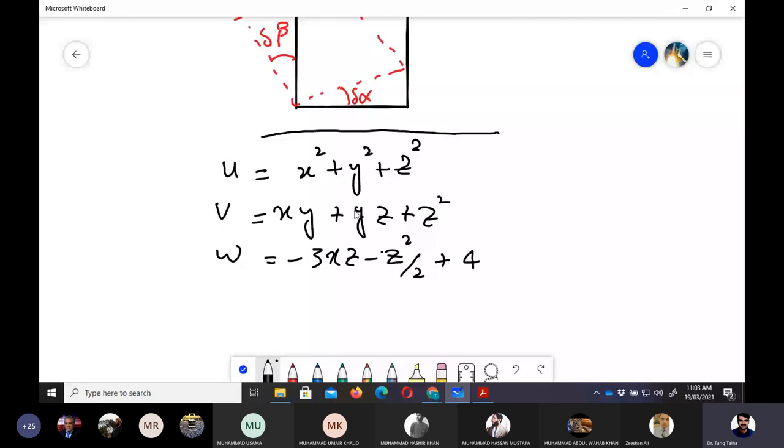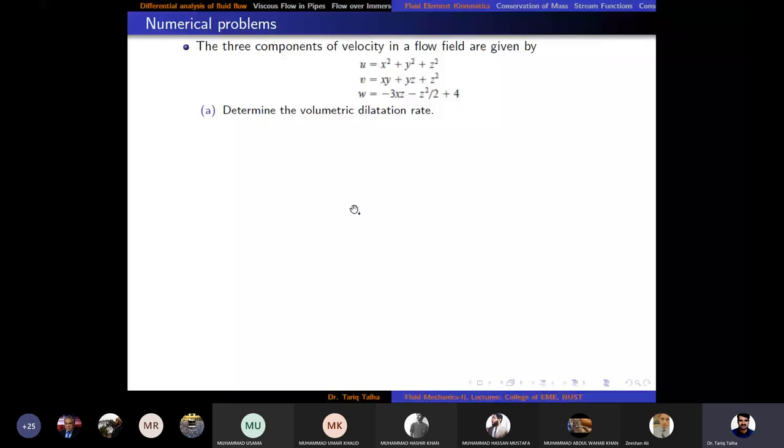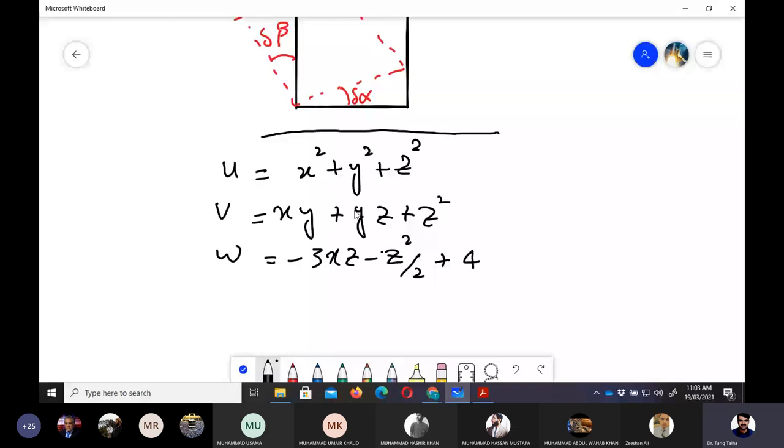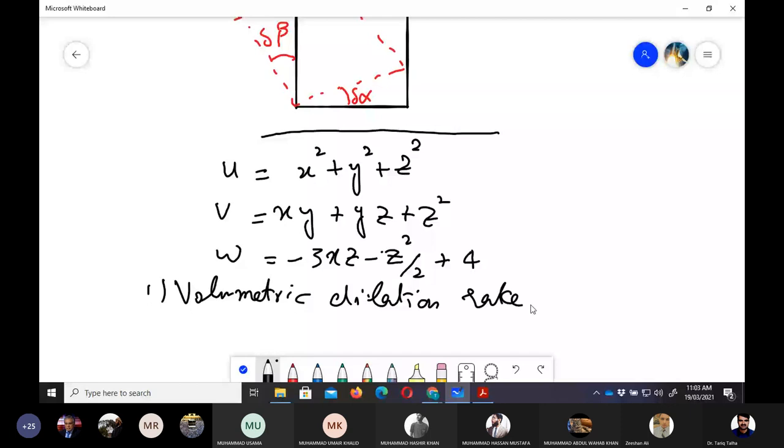So first of all, we need to determine the volumetric dilation rate for this flow field. So volumetric dilation rate, if you remember, was equal to del dot V.